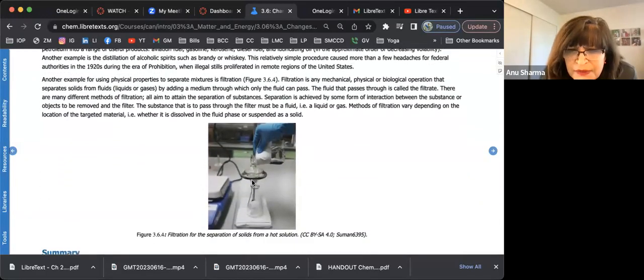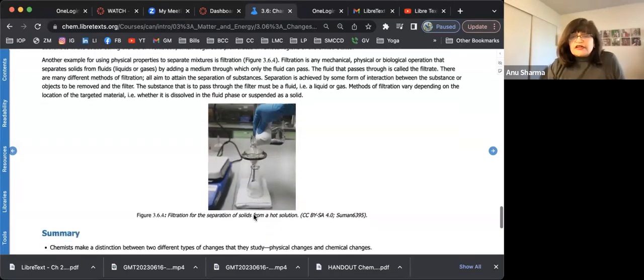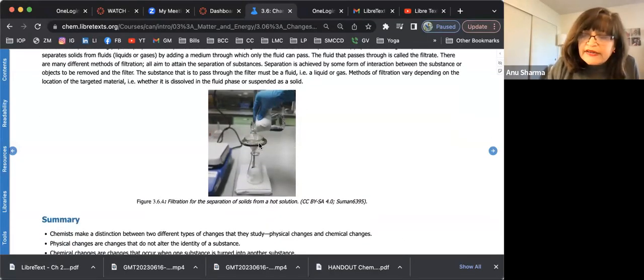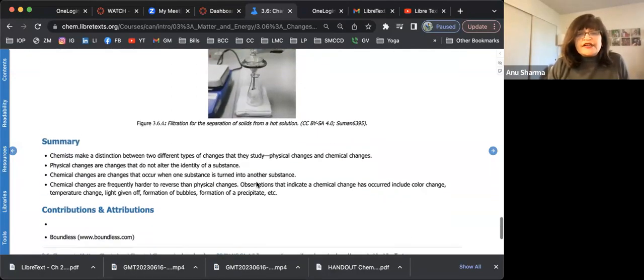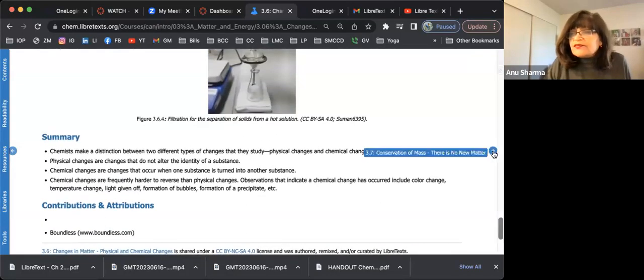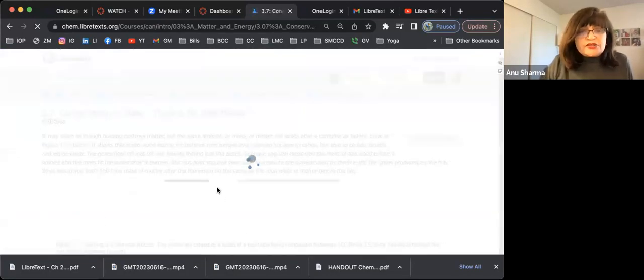Okay, now this piece right here is a very simple filtration. You take this funnel and put in a filter paper, and then just pour in the liquid with the solid in it, and it filters the solid from the liquid. The solid on the top is called the residue. The liquid that is left at the bottom is called the filtrate. Okay, so that's the method of separation.